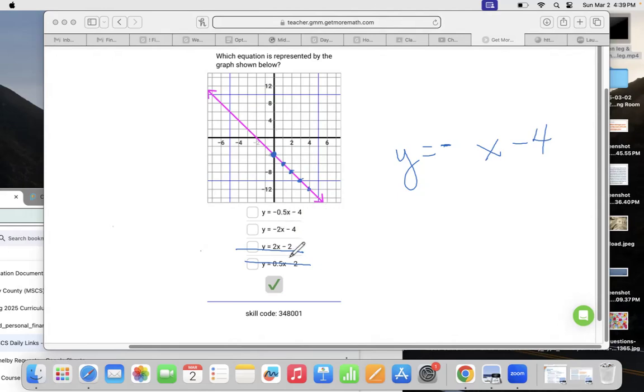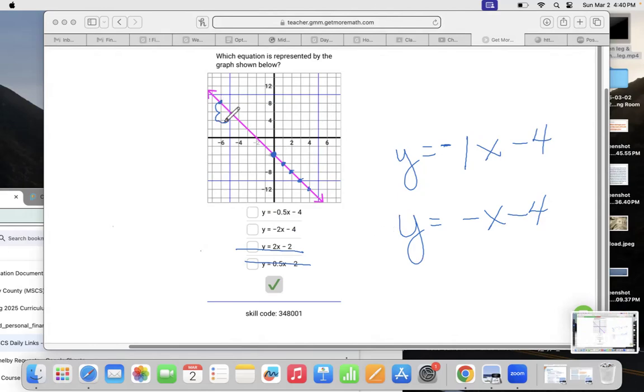This looks like a typo. Let's see. Down 2. Down 2 over 1. Yeah, I'm going to have to report this problem because that is not correct. So it'd be a -1x or just y equals -x minus 4. But I'll let them know that this question is not correct on their answer key.